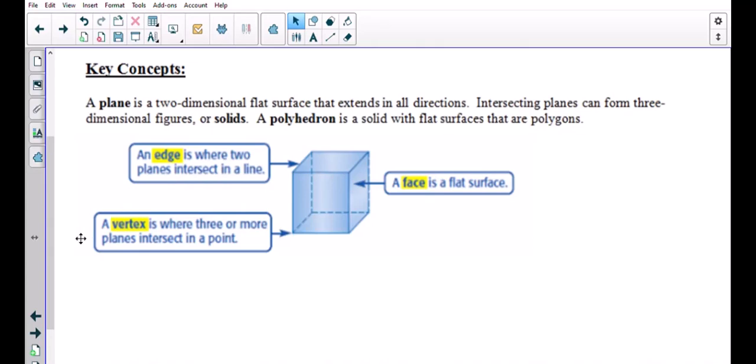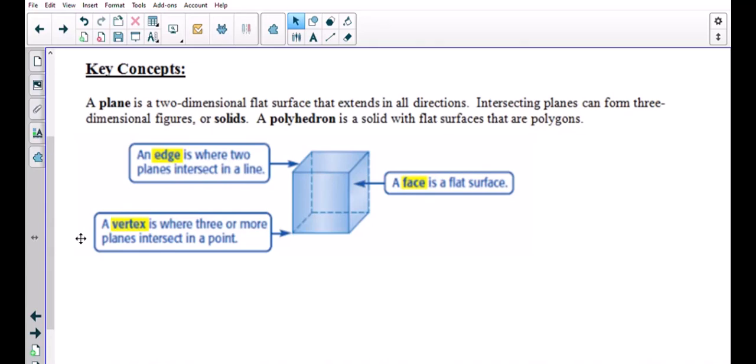You've probably been learning about three-dimensional figures since elementary school. I know even my son's kindergarten class, they start to talk a little bit about three-dimensional figures. So you should be familiar with some of these already. We're going to start by talking about polyhedrons, and those are solids with flat surfaces that are polygons. So we do have ones that have curved surfaces like cylinders and cones, but we're going to start with our polyhedrons. So all of the surfaces are flat.